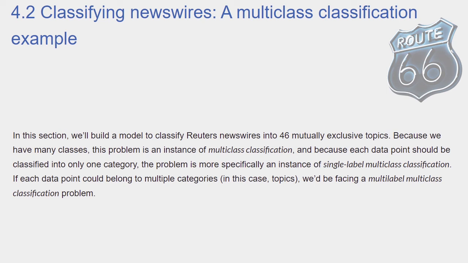Because we have many classes, this problem is an instance of multi-class classification, and because each data point should be classified into only one category, the problem is more specifically an instance of single-label multi-class classification. If each data point could belong to multiple categories, in this case topics, we'd be facing a multi-label multi-class classification problem.